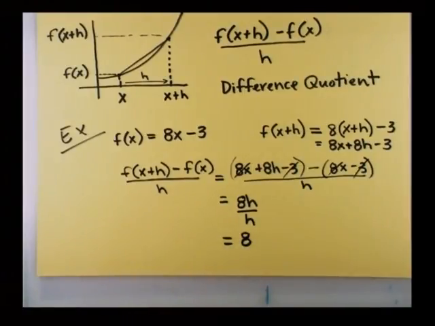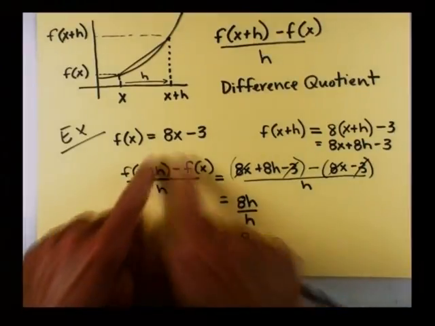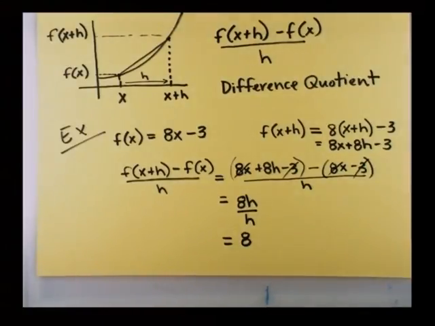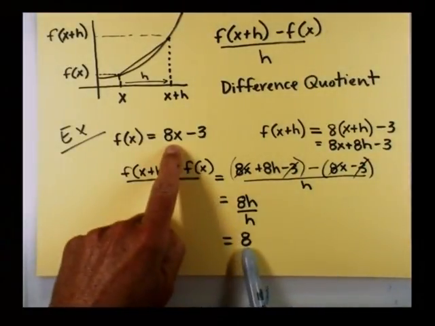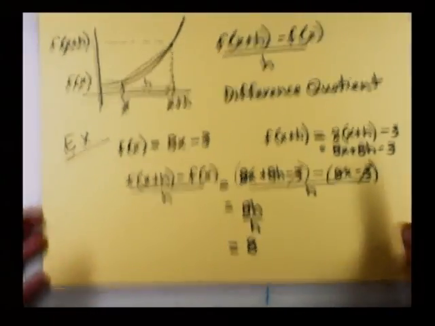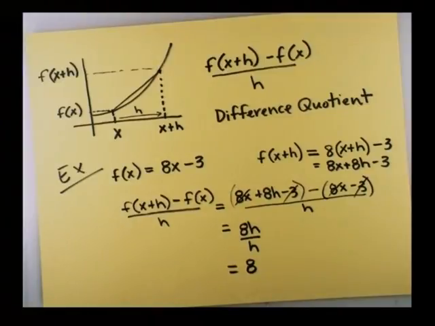Which is exactly what you should have known to begin with, because if we're talking about slope and the difference quotient is finding slope, or average rate of change, when you look at this equation, you should have known it was a linear equation and your slope was 8. So you can check yourself pretty easily there. There it is. Now, let's try one that's a little more involved.